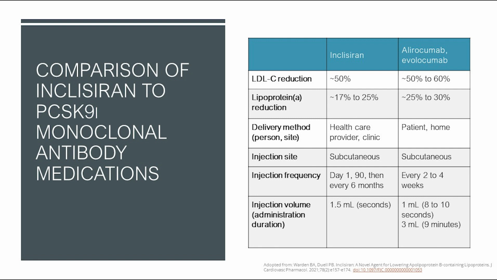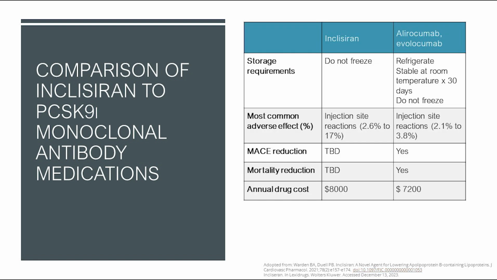The administration times for our monoclonal antibodies are going to be dependent on the volume of drug that we're giving these patients. So it may be delivered over 8 to 10 seconds at a smaller dose and up to 9 minutes in our larger doses. Storage requirements also differ amongst these agents. Inclisiran should not be frozen, whereas our monoclonal antibodies should be refrigerated. They're stable at room temperature for up to 30 days, and they should also not be frozen.